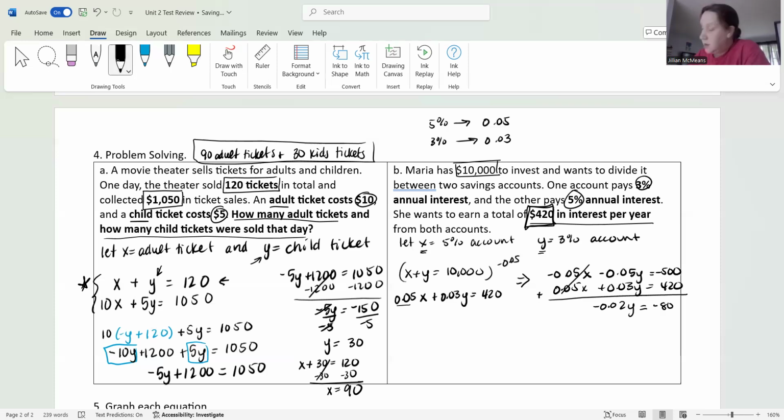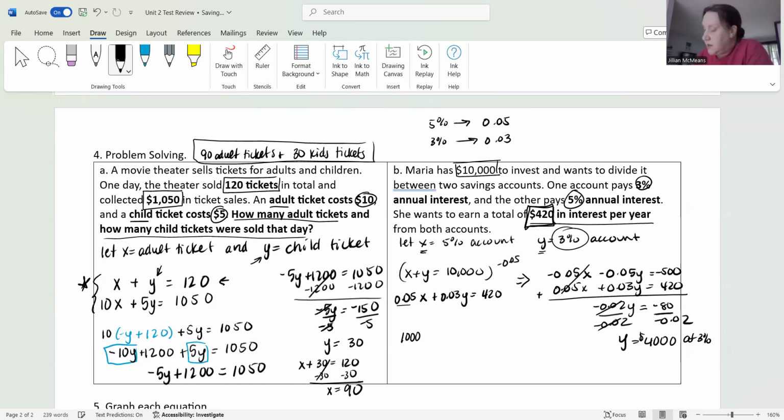And then to get y alone, I want to divide both sides by negative 0.02. Well, negative 0.02 divided by itself is just positive y. And then negative 80 divided by negative 0.02 is 4,000. So we're going to invest 4,000 at 3%. And that means the remainder of the $10,000.